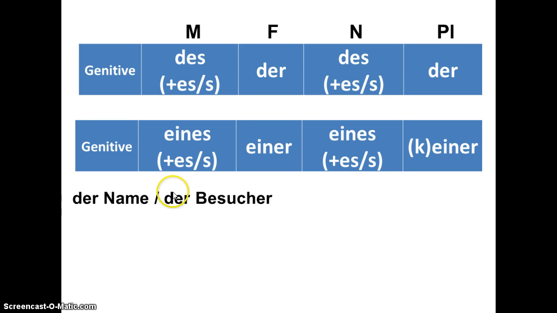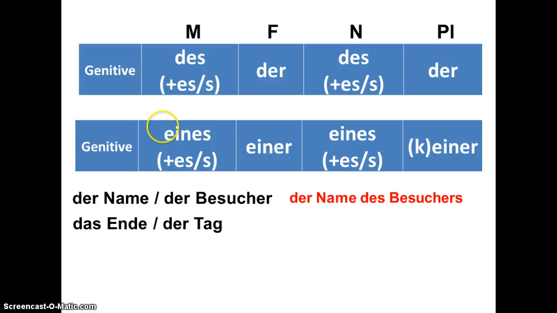And you can hear yourself saying "of the," and that's where genitive case comes in. If you hear yourself saying "of the," you know you're in genitive case. Name stays the same. Besucher is a masculine word. I jump up here and find, instead of saying der, I'm going to say des. Besuchers, 2 syllables, so add an S: der Name des Besuchers.